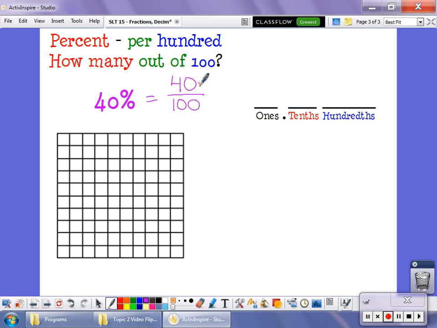We take our top number 40 and we're going to write it so that our last digit ends in our hundredths spot. So this is 40 hundredths. Now if I wanted to shade this in, I need 40 out of 100 pieces. So it would look like that. Again, 10, 20, 30, 40. 40 out of 100.